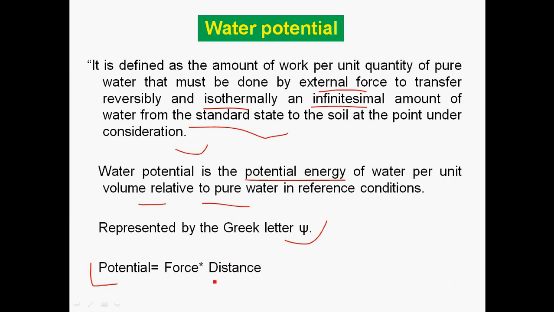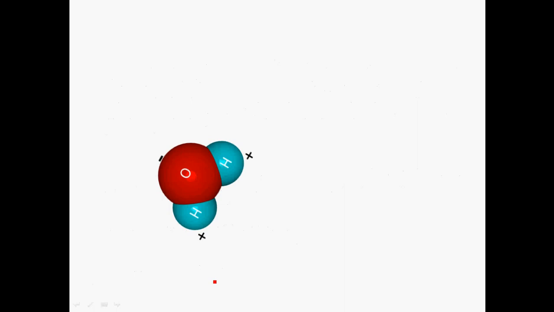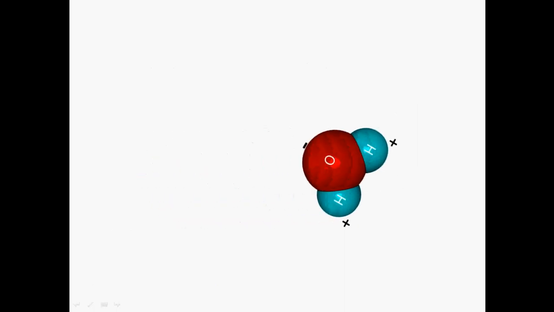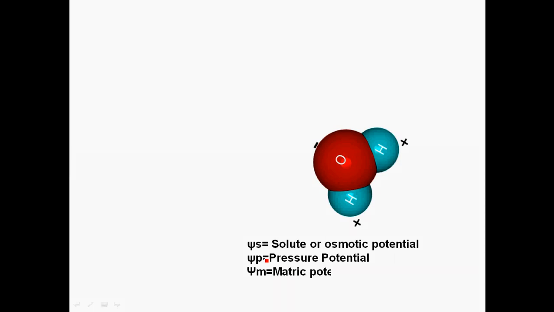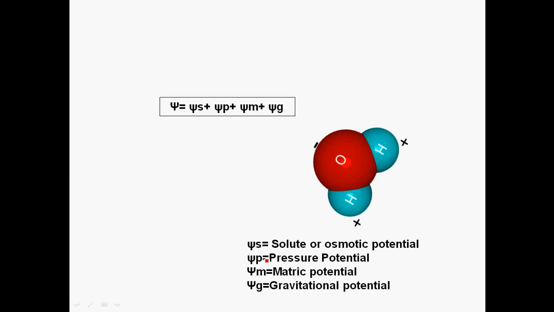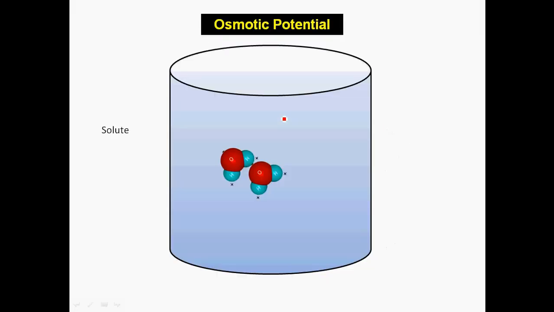How can you quantify this? It is the tendency of water to move from one place to another, and this movement occurs because of external forces, namely solute potential, pressure potential, matric potential, and gravitational potential. In a nutshell, water potential is the sum of solute potential, pressure potential, matric potential, and gravitational potential.